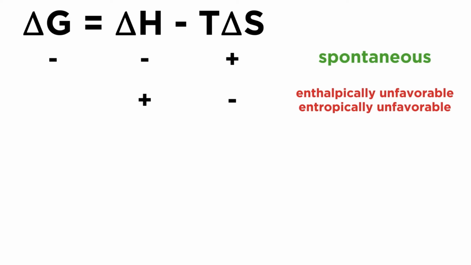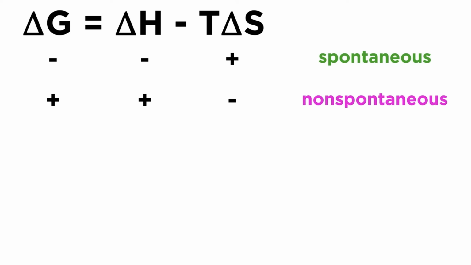Now let's flip both, a positive delta H and a negative delta S. A positive minus a negative will always be positive, so such a process will always be non-spontaneous. Again, this makes sense, as if a process is both enthalpically and entropically unfavorable, it should be non-spontaneous.